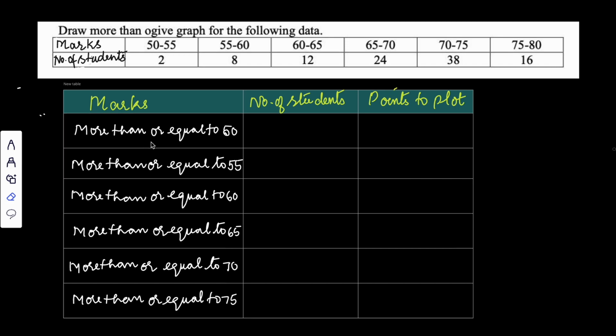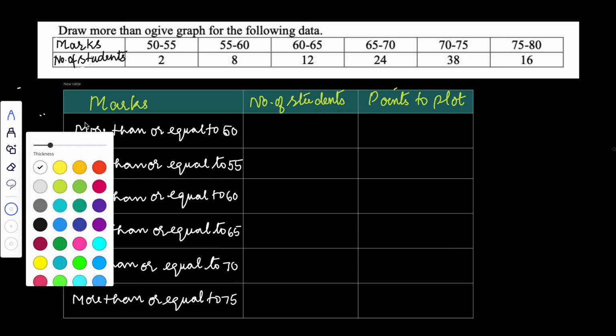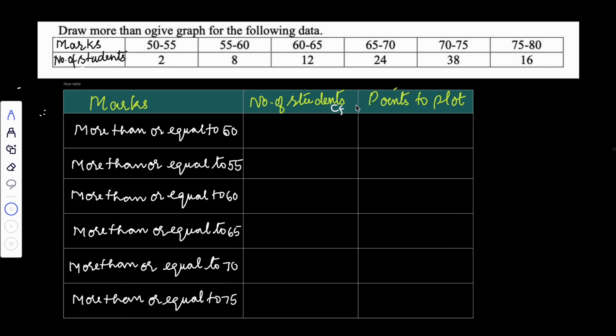So we write here more than or equal to 50. Next will come more than or equal to 55, more than or equal to 60, more than or equal to 65, more than or equal to 70, more than or equal to 75. Now, to write the cumulative frequency: all these students got more than or equal to 50. In total there are 100, so all 100 students got more than or equal to 50.